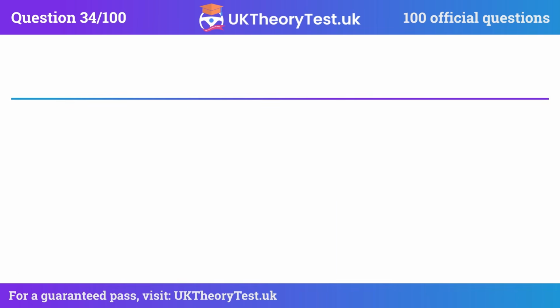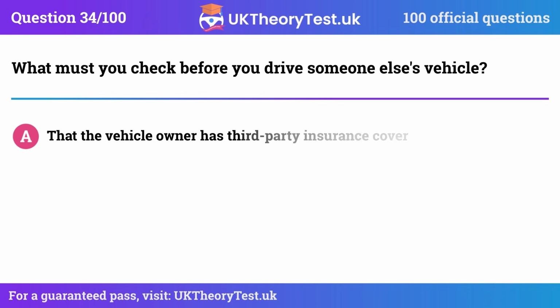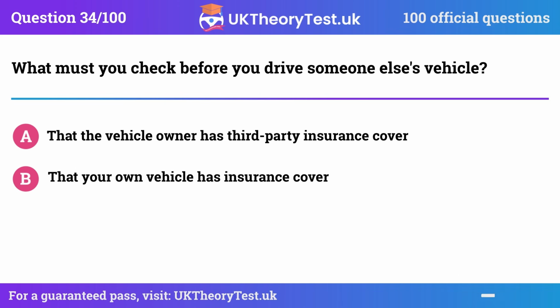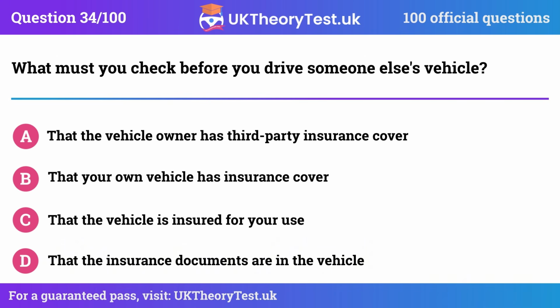Question 34. What must you check before you drive someone else's vehicle? A. That the vehicle owner has third-party insurance cover. B. That your own vehicle has insurance cover. C. That the vehicle is insured for your use. D. That the insurance documents are in the vehicle.